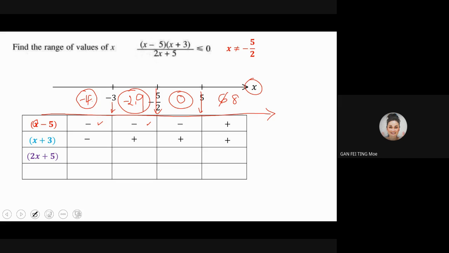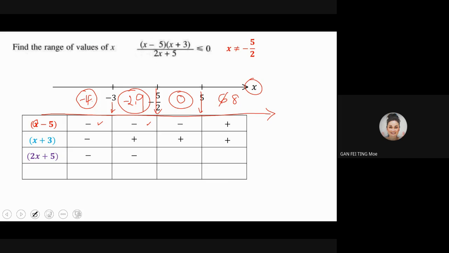Then followed by the third factor, which is 2x plus 5. 2 times -4, you get -8. -8 plus 5, you get a negative value. Then after that, 2 times -2.9 plus 5. So what is that, positive or negative? Get your calculator very fast. -2.9 times 2, then plus 5. What do you get? You get negative.